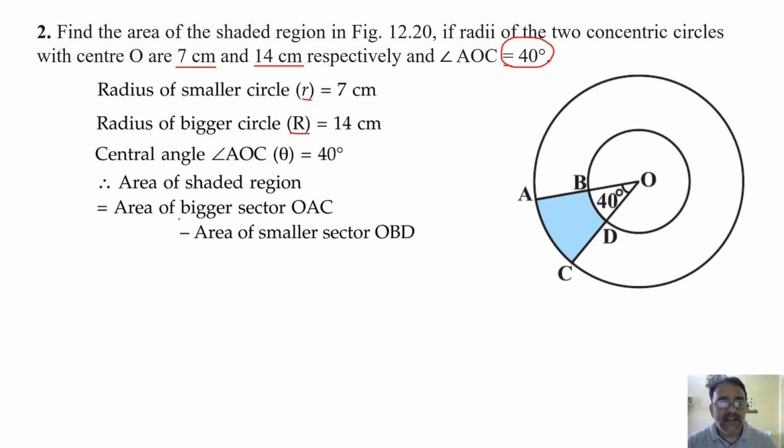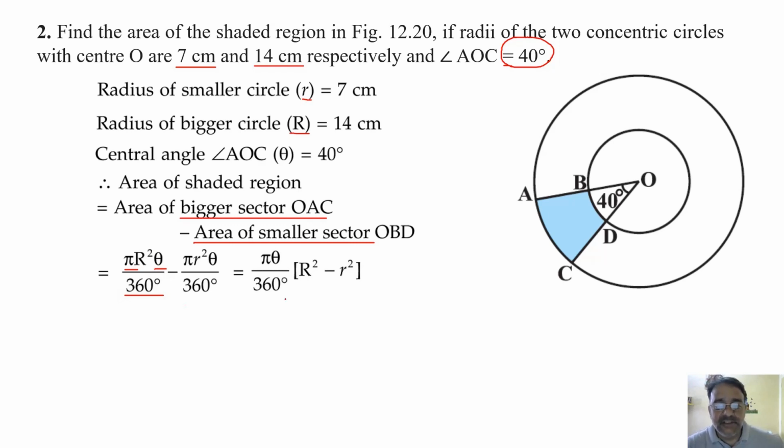सो बिगर सेक्टर का हो जाएगा पाई कैपिटल आर स्क्वायर अपॉन 360 इंटू थीटा और स्मॉलर सेक्टर का हो जाएगा पाई स्मॉल आर स्क्वायर अपॉन 360 इंटू थीटा. सो विल टेक पाई theta and 360 common. So we'll get pi theta upon 360 into capital R square minus small r square.